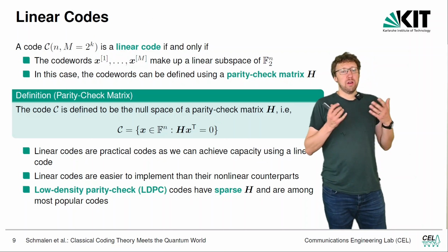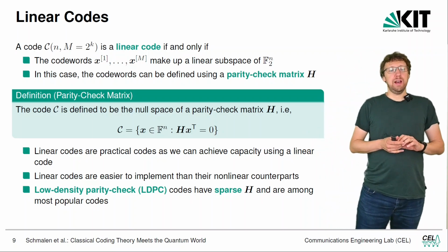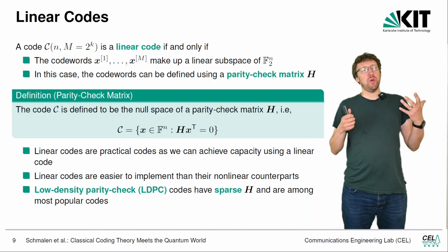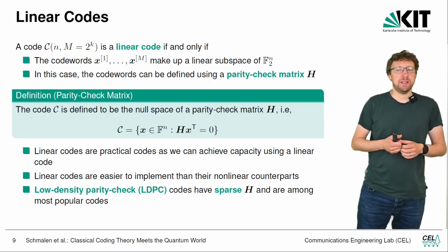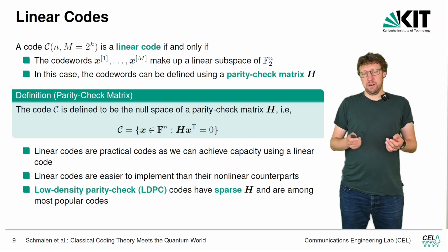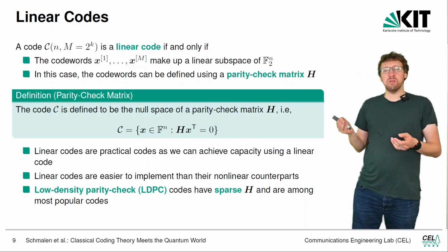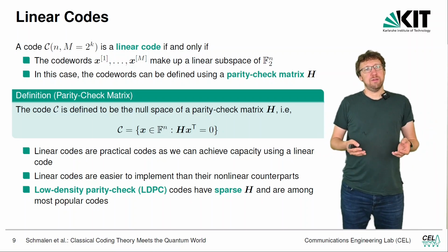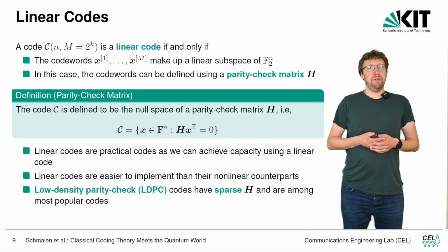We constrain ourselves mostly to linear codes. A code is called a linear code if the code words make up a linear subspace of F2 to the power n. And in the following, we restrict ourselves mostly to binary codes, where the finite field under consideration is the binary field, so 0 and 1.